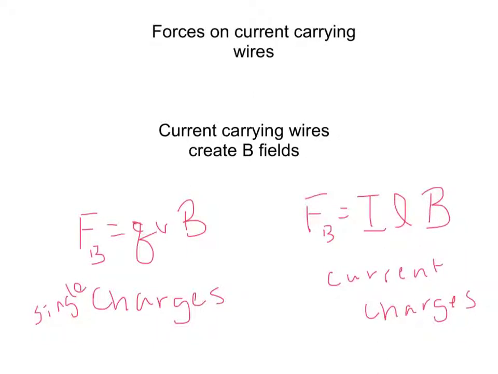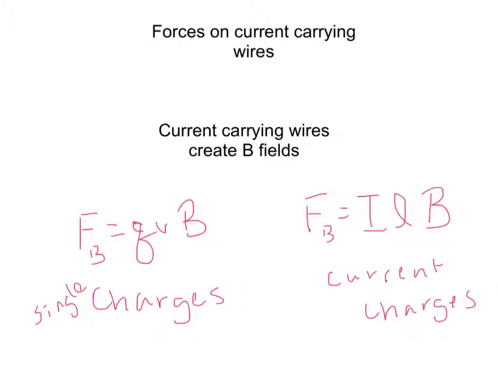Okay, now we're talking about magnetic forces on current carrying wires. We'll review over our right-hand rules, and then we'll talk about what happens with them. Important thing to understand is current carrying wires create magnetic fields. So if you have current running through a wire, you're going to get a magnetic field around it.